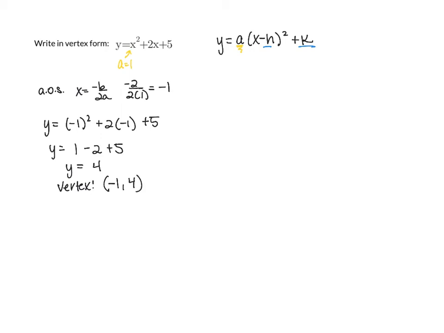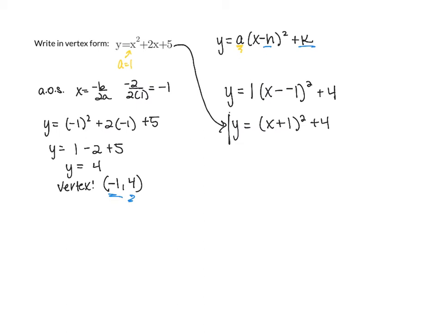Now I can take this information and plug it into my vertex form. So my vertex form is y equals a, which is 1, times x minus the x value, which is negative 1, plus the y value. So we get y equals (x plus 1) squared plus 4. So I've just taken my standard form and turned it into vertex form. If you were to look at these two on a graph, you would see that they are the exact same graph. Okay, let's try another example, a different type.